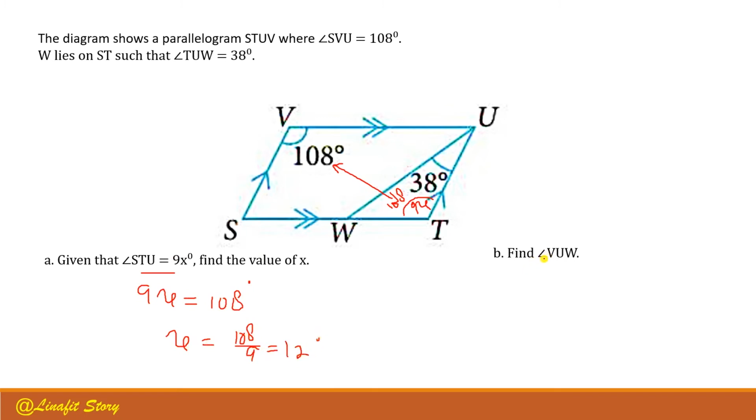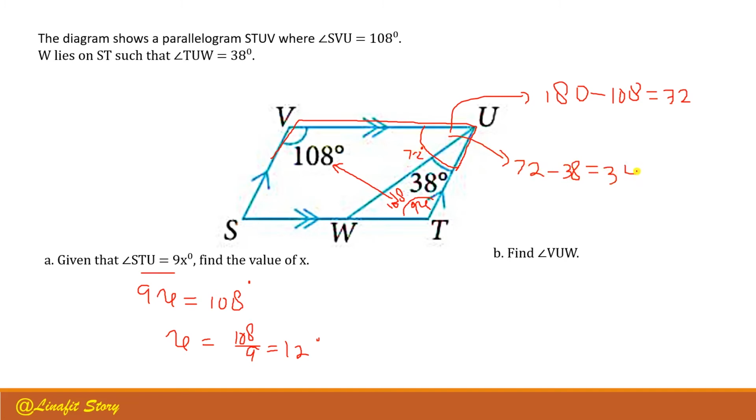And then question B, find angle DUW. This is a C shape. So to get BUC, it is equal to 180 minus 108, which is equal to 72 degrees. So to get BUW, it is equal to 72 minus 38, which is equal to 34 degrees.